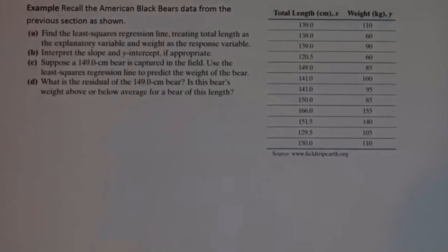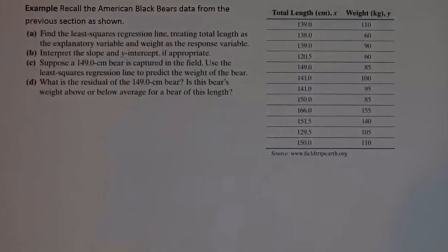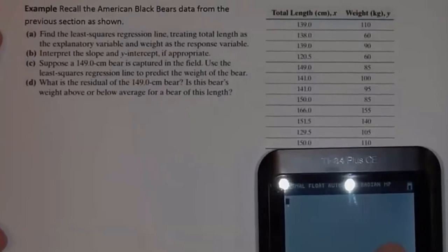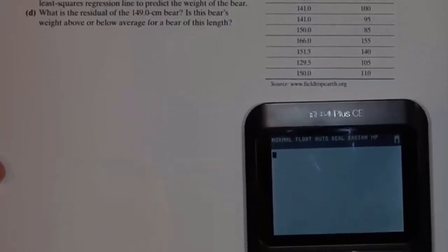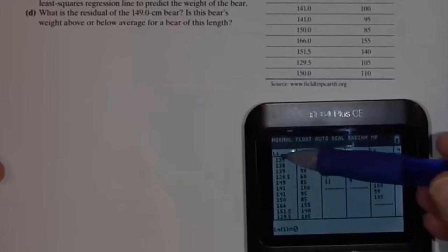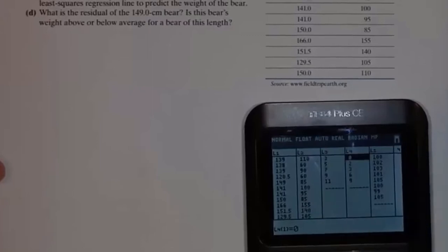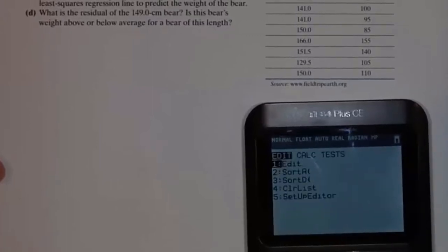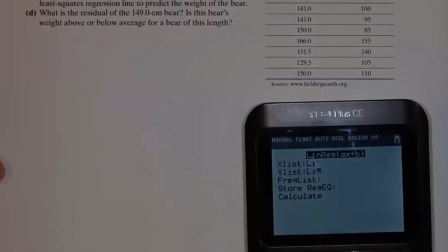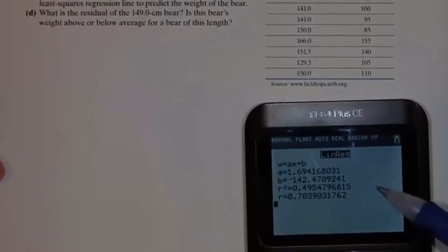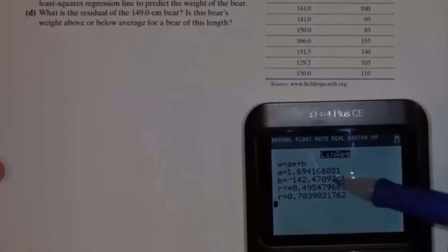So I can do this two ways. Well, I guess three ways. I could do it by hand, which I'm not going to. I'm instead going to use the calculator or StatCrunch. So again, I'll show you really quickly on the calculator. If I go to Stat and Edit, I have the weight of the bears in list 1 and list 2. So if I go to Stat and Calc and Linear Regression, my x's are in list 1, my y's are in list 2. If I calculate that, the least squares regression line is given right here.